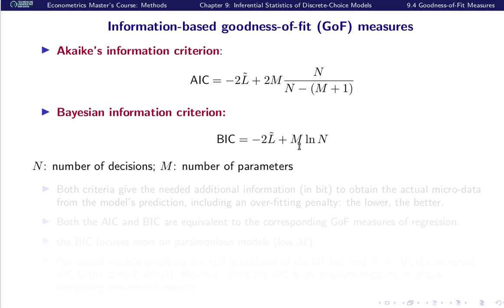And here we have the same correction term, but multiplied with the logarithm of the number of decisions. So if you have more than 4 parameters, this gives a higher penalty. And generally, the Bayesian is to be preferred over the Akaike information criterion.